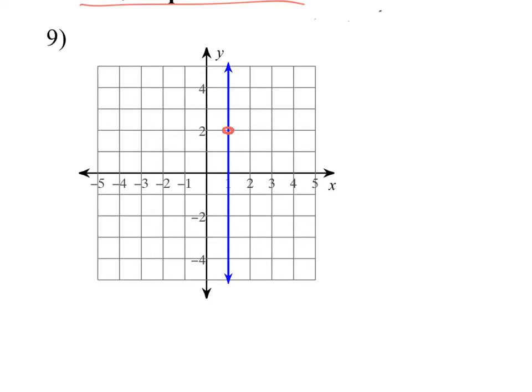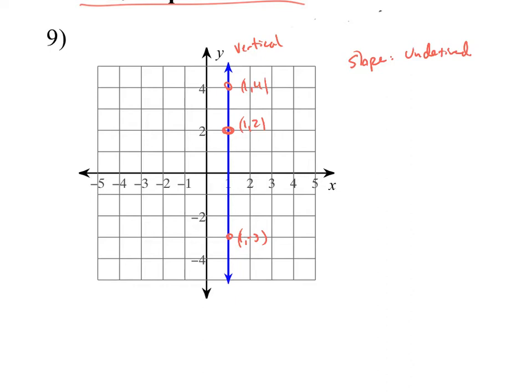This point is 1, 2. This point is 1, 4. This point is 1, negative 3. This is a special line that's vertical, and its slope is undefined because it has some rise but 0 run.